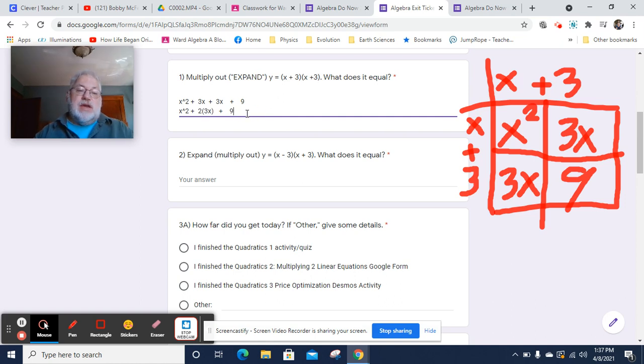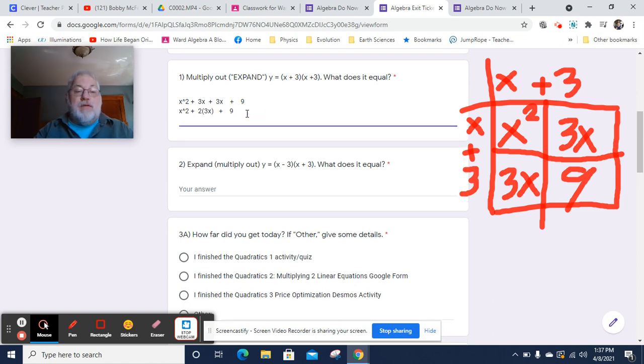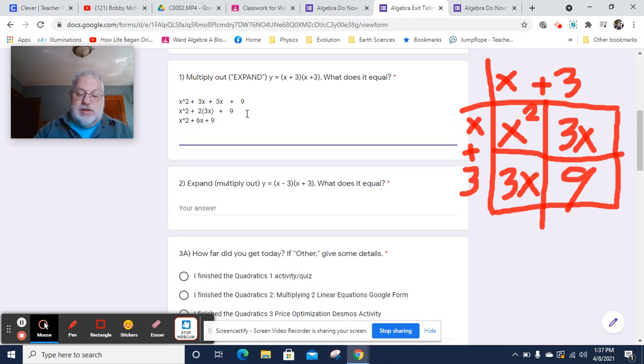This is actually a special case. This is called a perfect square. So I've got x squared plus 6x plus 9 is the product that you get. Okay, and I'm just going to make a note here.